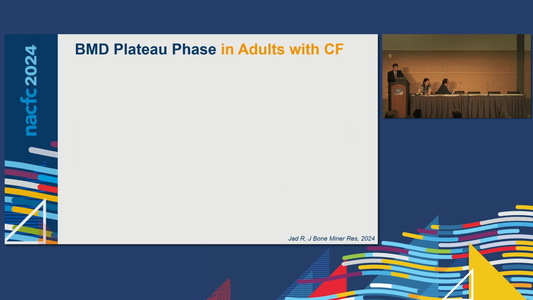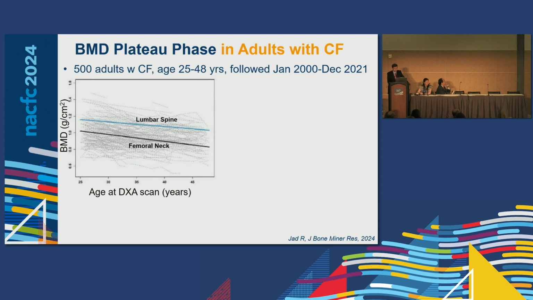Next, I'd like to move to the plateau phase of bone mass, which is what occurs between age 25 and 50 in adults. In general, in healthy individuals, bone density is stable. What about in CF? This is a publication from earlier this month in the Journal of Bone and Mineral Research, looking at 500 adults with CF from Canada, aged 25 to 48, followed between 2000 and 2021.